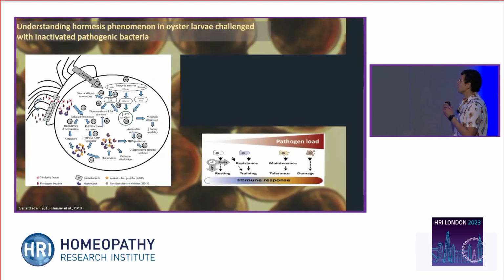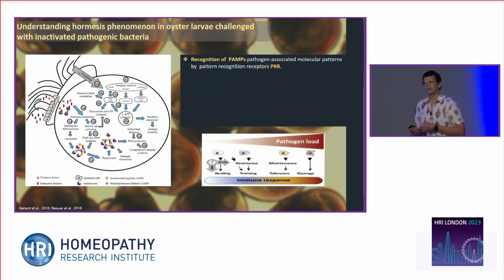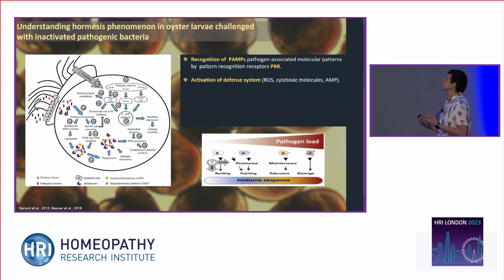How do we visualize this interaction with oyster larvae? Well, what we know happens when we challenge oyster larvae with an inactivated or killed pathogen, or a compound from that pathogen, is that the larvae has to recognize those pathogen-associated molecular patterns, those PAMPs. And this is done by receptors. The larvae has to internalize that signal of danger. Then the larvae can activate a defense mechanism and also an antioxidant response.